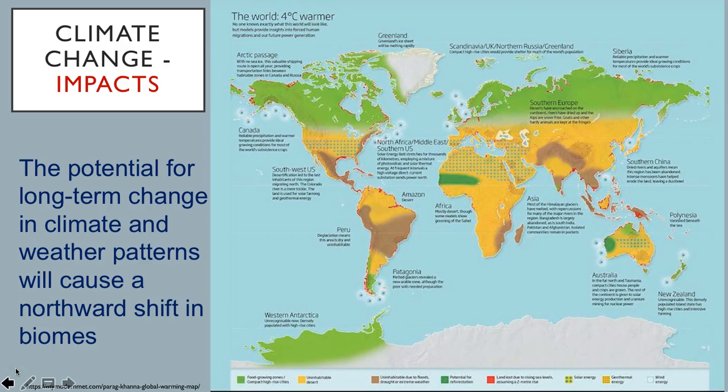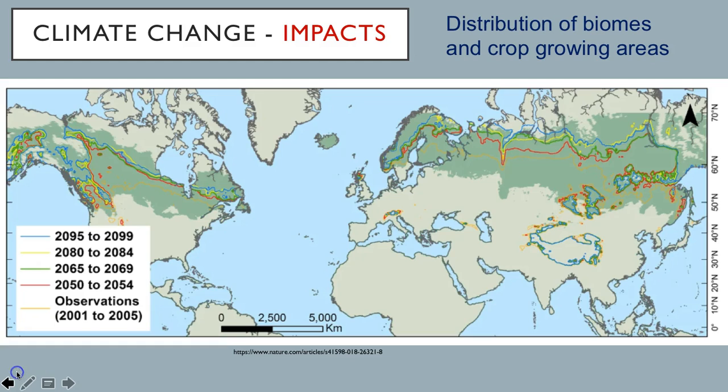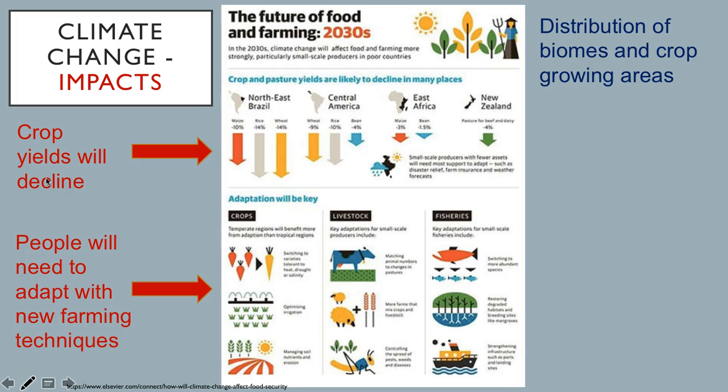I showed this slide earlier when talking about the potential for long-term change in climate and weather patterns. These climate and weather changes will cause a northward shift in biomes as depicted here. And this northward shift in biomes will cause the northward shift of the agricultural climate zone. The Intergovernmental Panel on Climate Change has predicted that crop yields will decline. This will result in people needing to adapt with new farming techniques.